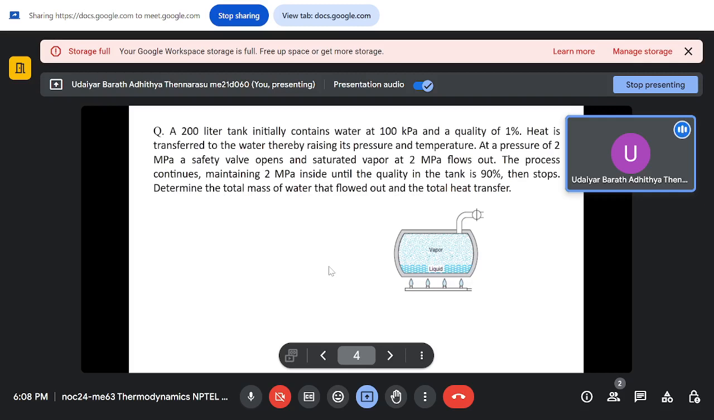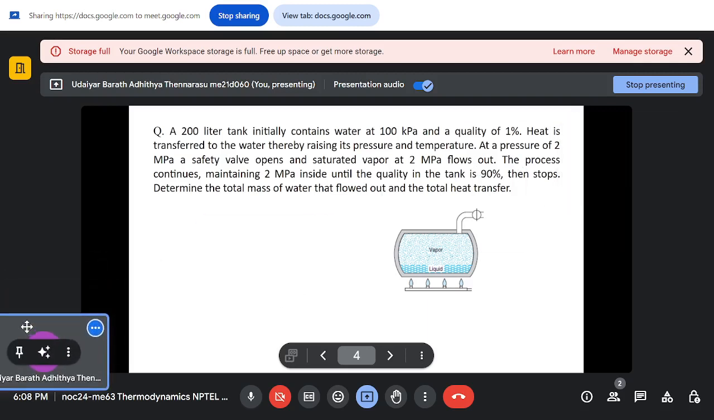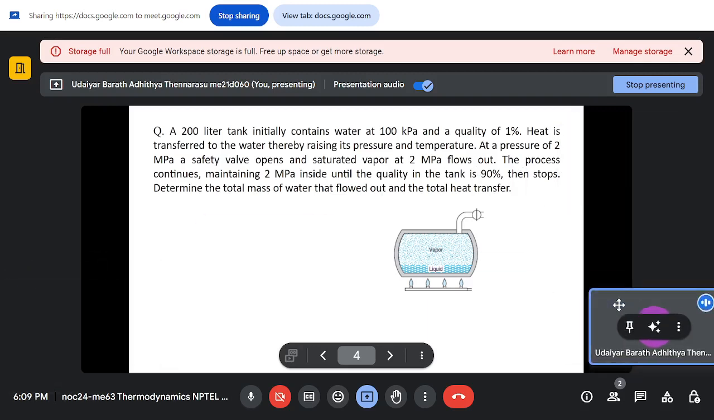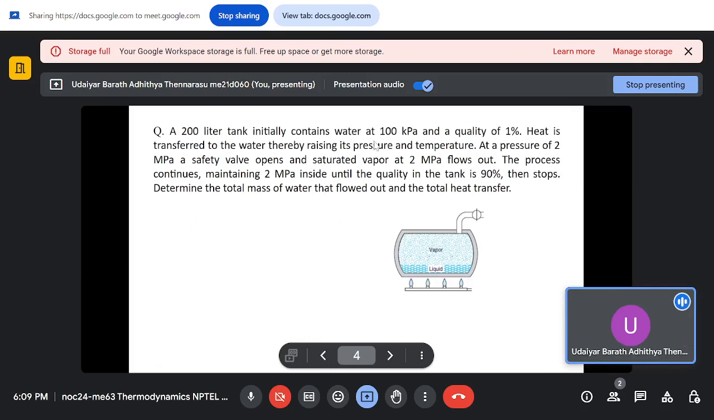So that was a simple problem. We'll see the next one. We have a 200 liter tank, initially contains water at 100 kilopascal and a quality of 1%.